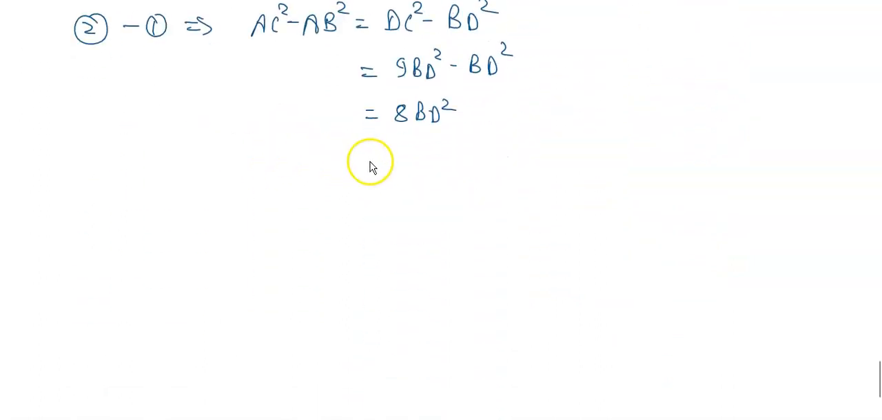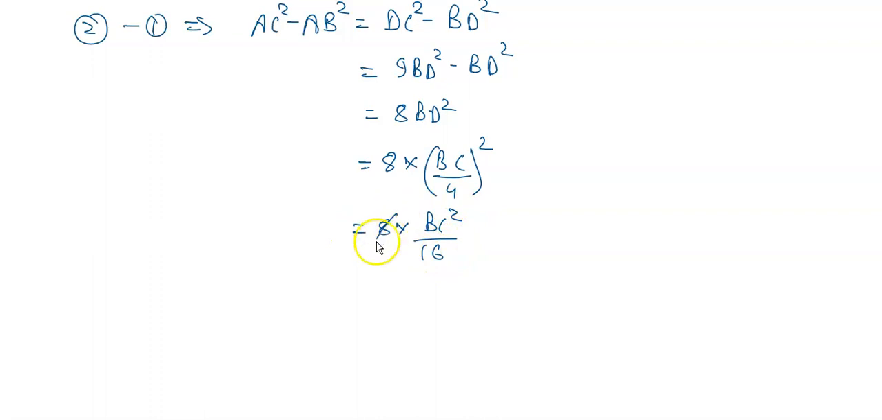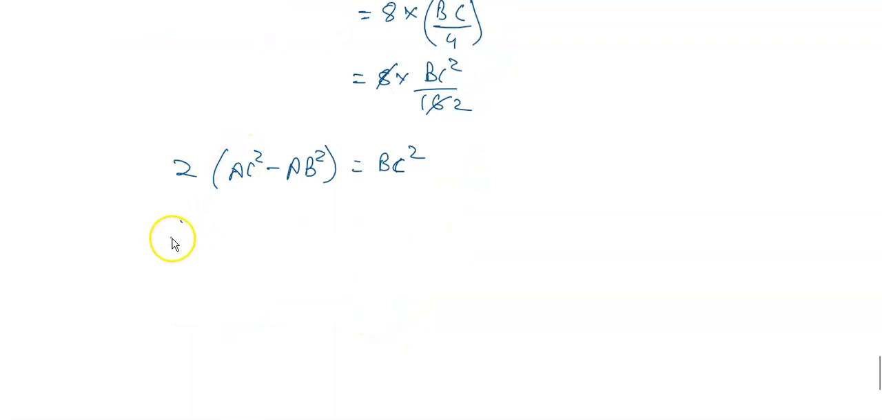BC by 4, so this has to be 8 into BC by 4 whole square. So this is 8 into BC square by 16. 8 ones are 8, twos are 2. So we get 2 times of AC square minus AB square is equal to BC square. So the value of K we are getting is 2. Therefore K is equal to 2 is the answer, which is option C.